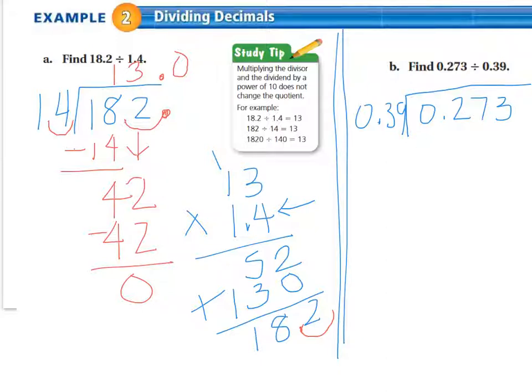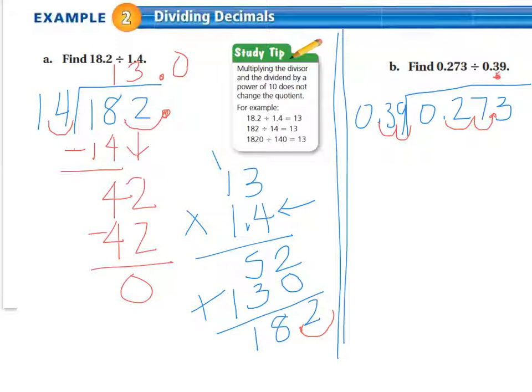radical sign. Now I'm looking at my divisor, 0.39 or 39 hundredths, and I have to move that decimal so that the 39 becomes a whole number. I can do that by multiplying by 100, which moves my decimal 2 to the right. Doing that to the divisor means I also need to do that to my dividend. Moving that 2 decimal places to the right brings it in right there and makes my dividend now be 27.3.